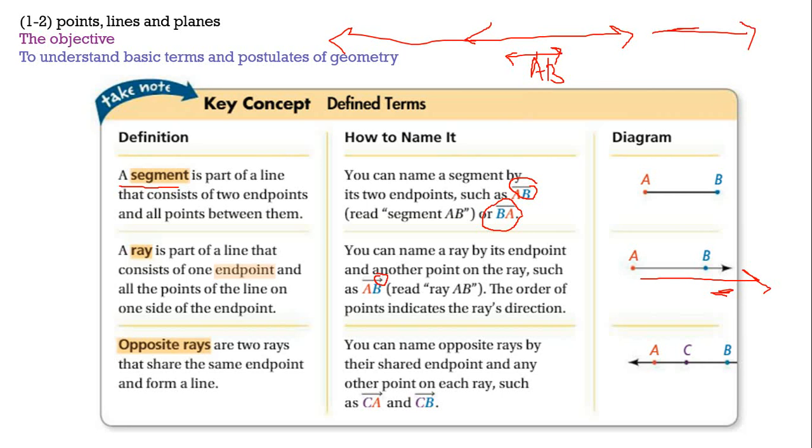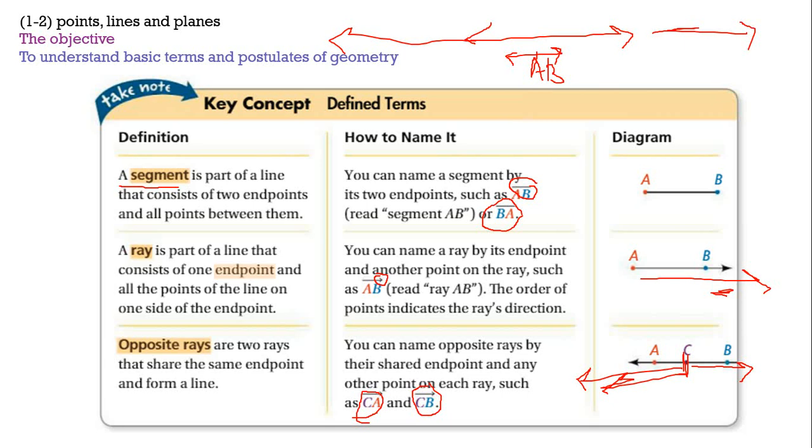Opposite rays are two rays that share the same endpoint. We can see here, this is a ray and this is another ray. They have the same endpoint, which is C, but they are in opposite directions. So CA, which is from this direction, and CB, they are opposite rays. So that's what we have from this vocabulary.